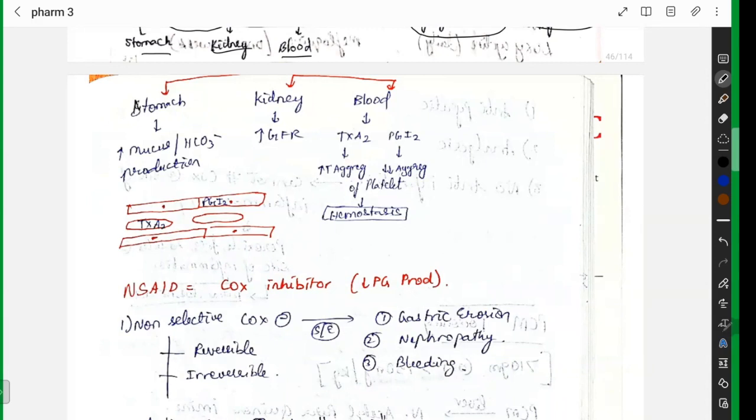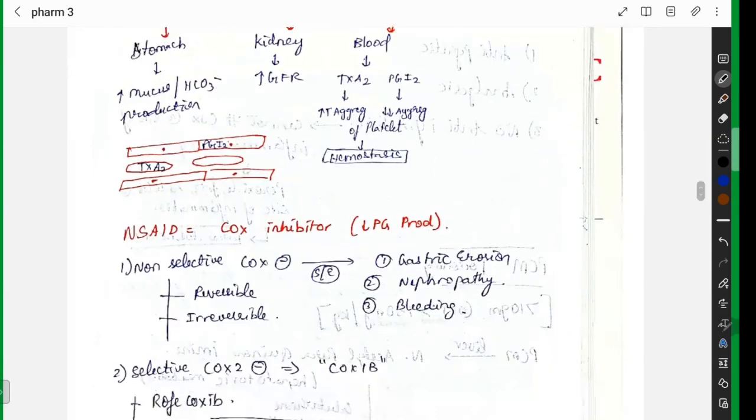Thromboxane A2 will increase, and your prostaglandin I2 will also increase. But remember, thromboxane A2 causes aggregation and prostaglandin I2 causes a decrease in aggregation. Therefore, a homeostasis is maintained inside your blood vessel. Are you clear? This is all about the phospholipid, arachidonic acid, COX-1, COX-2 conversion.